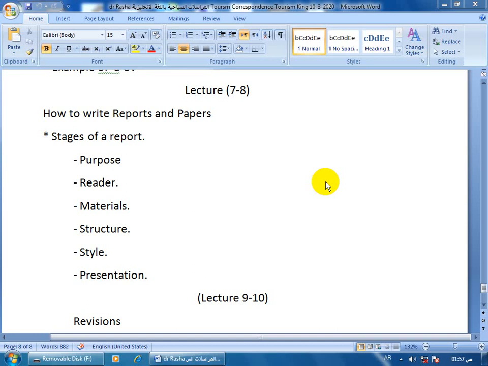Now, we explain in lectures 7 and 8 the last part here of papers and how to write papers and reports. How to write chapter 4, how to write reports and papers. The stages, and we learn the stages of a report, which include number 1, the purpose, defining the purpose, instructional report, leading report. Number 2, the reader.